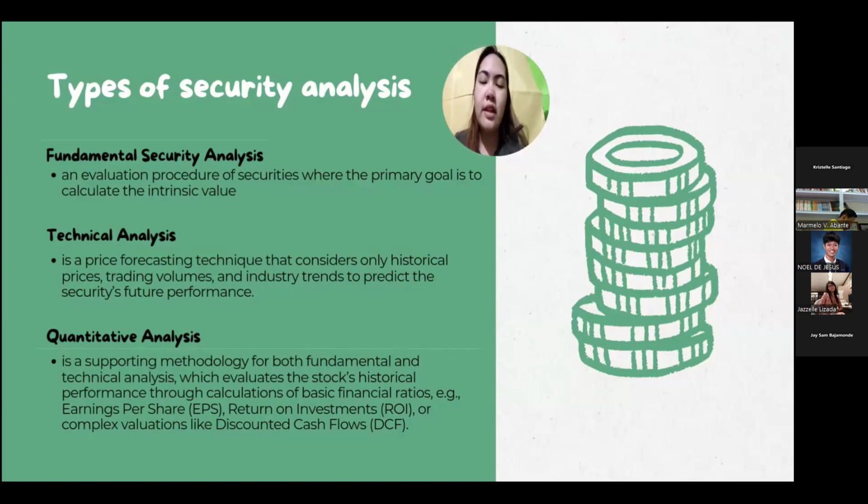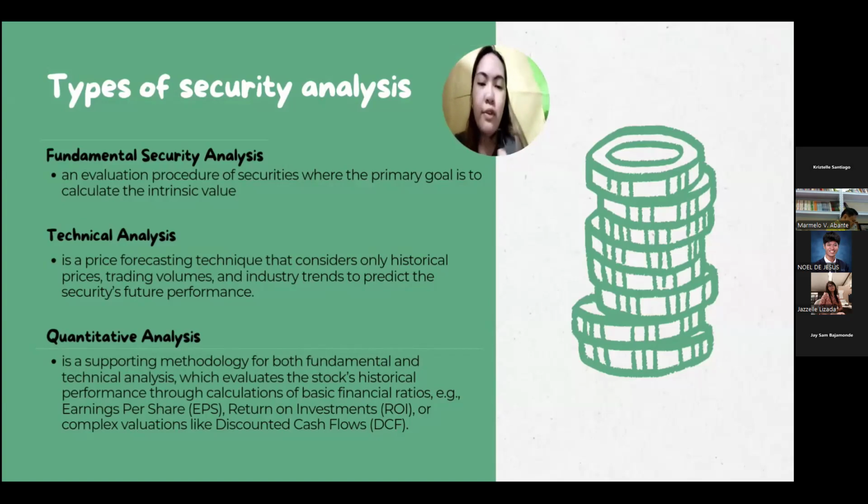Then, yung goal lang naman nitong technical analysis is para ma-identify entry, exit, and ng points for trade based on market sentiment and momentum rather than the underlying fundamentals of the company. So last, we have quantitative analysis.